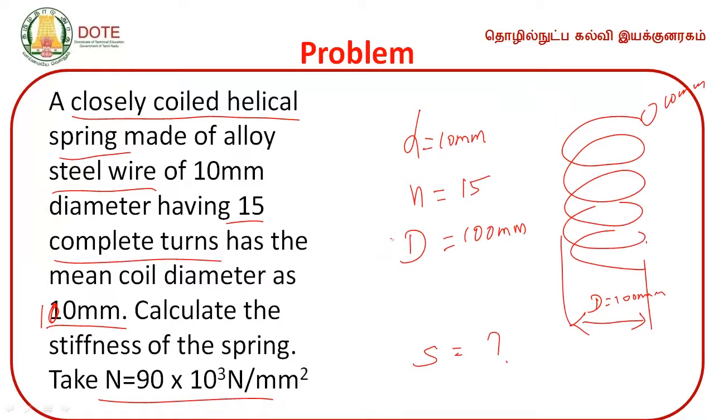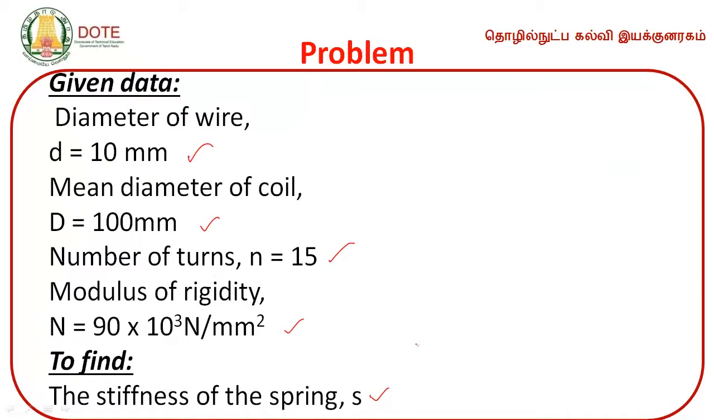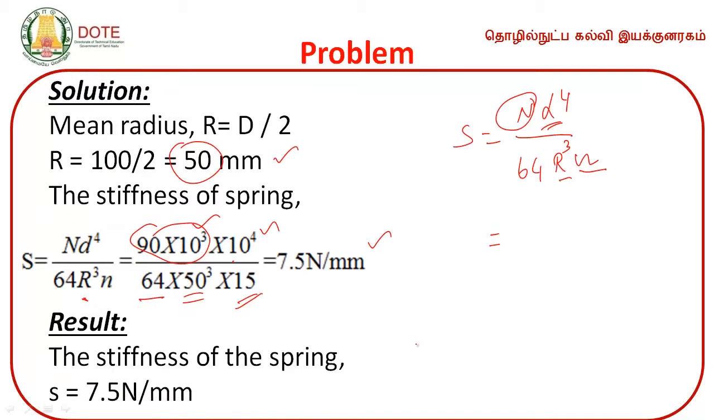இந்த ப்ராப்ளத்தில் என்ன கொடுத்துருக்காங்க? Diameter of the wire கொடுத்துருக்காங்க. Number of turns 15 கொடுத்துருக்காங்க. Mean diameter of the spring கொடுத்துருக்காங்க. Modulus of rigidity N கொடுத்துருக்காங்க. என்ன கண்டுபிடிக்கணும் நம்ம? Stiffness S கண்டுபிடிக்க சொல்லியிருக்காங்க. Given data எழுதியாச்சு. இப்போ we know the formula. Stiffness of the spring S is equal to N d to the power 4 divided by 64 R cube n. இதில் N value given, d தெரியும், n தெரியும், R மட்டும் கண்டுபிடிக்கணும். What is R? Mean radius, this is equal to D by 2.